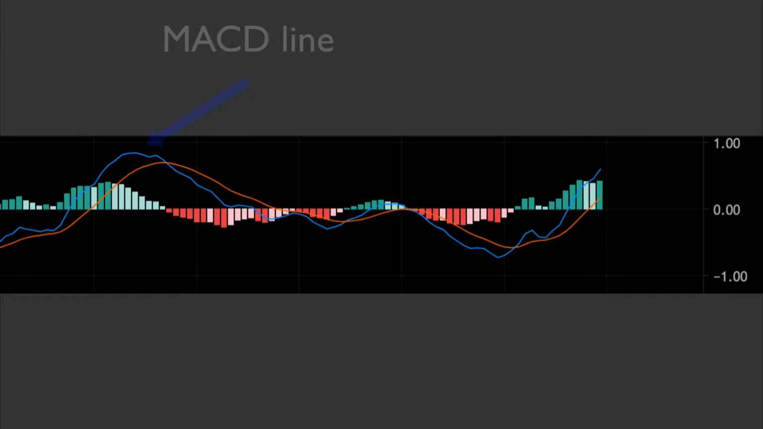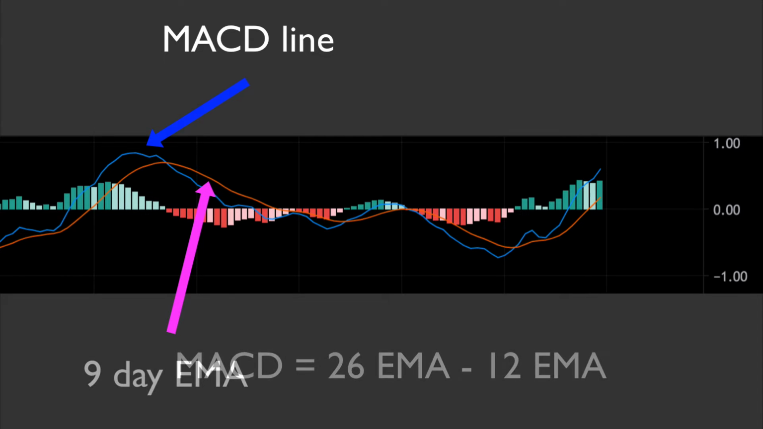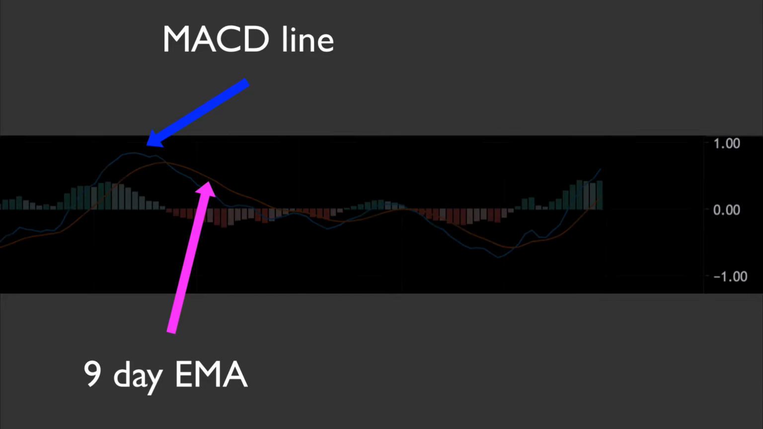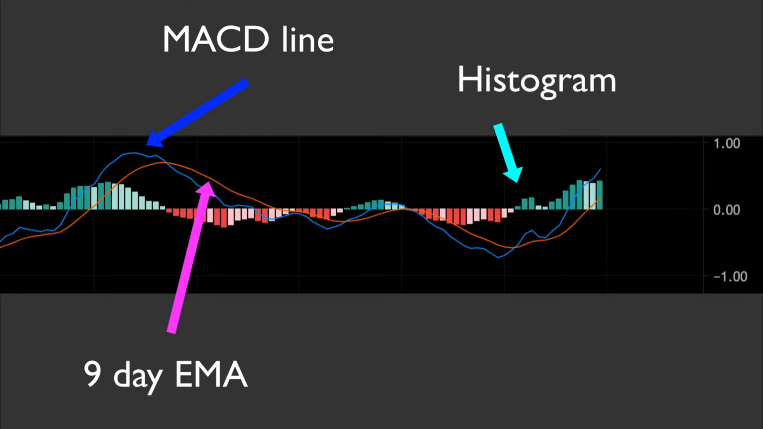One is the MACD line, which is calculated by subtracting the 26 EMA and the 12 EMA. A 9-day EMA is also put on the oscillator as the smaller time frame moving average. On the right side, we have a point system, with 0 being the middle or median. There is also a histogram to help indicate the momentum of the stock.